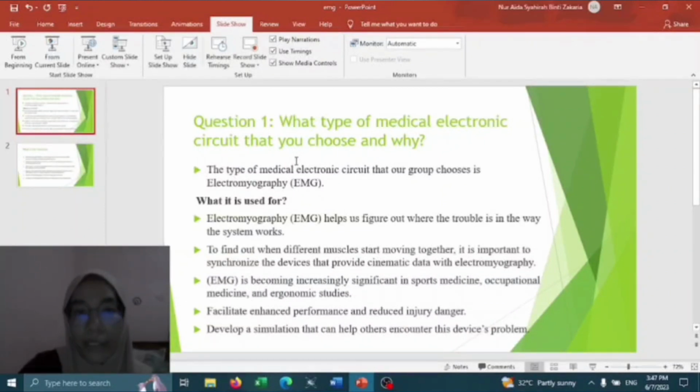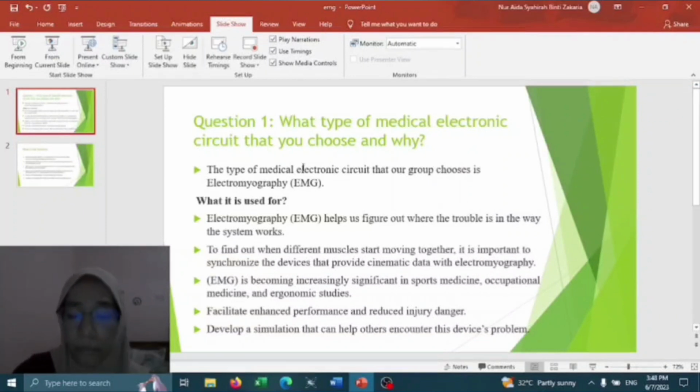Electromyography, EMG, helps figure out where the trouble is. The diagnostic tool is very valuable in the differential diagnosis of nerve and muscle disease. And then to find out when different muscles start moving together, it is important to synchronize the device that provides kinematic data with electromyography. EMG is becoming increasingly significant in sport medicine, occupational medicine and ergonomic study, to facilitate hand performance and reduce injury danger.